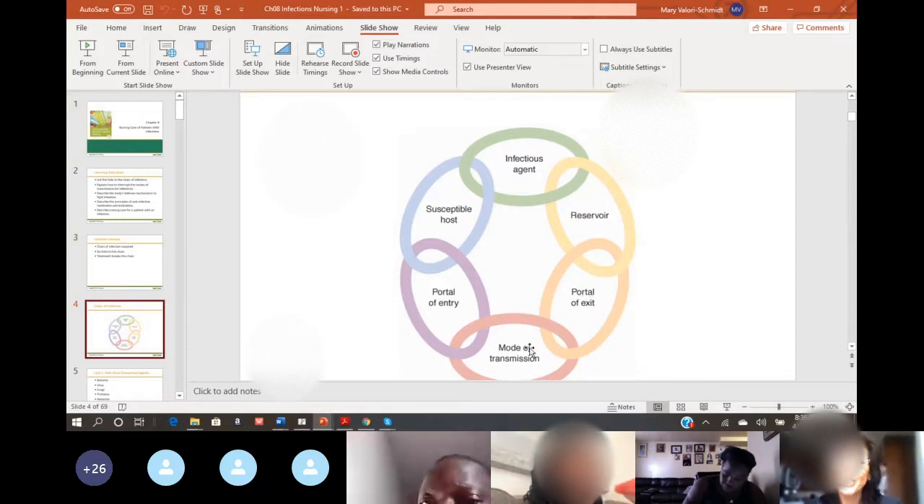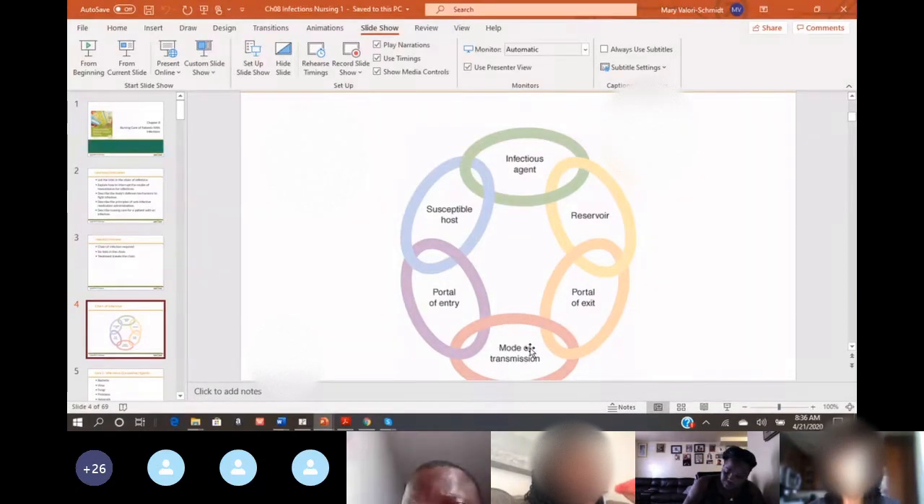Mode of transmission for this particular, if we're talking about the coronavirus, is droplet. And we're going to talk about the different types of transmission, standard precautions, or universal, droplet, airborne, and contact. And we'll get into detail about those, okay? So for this one, droplet.